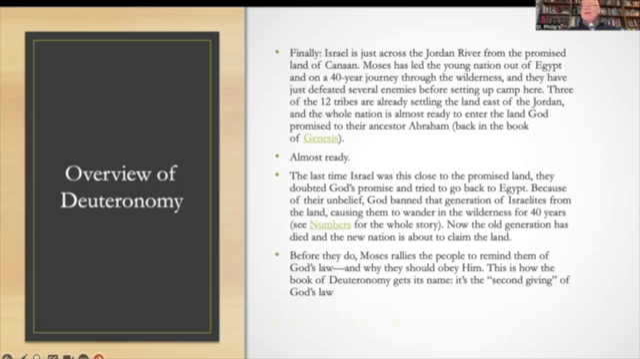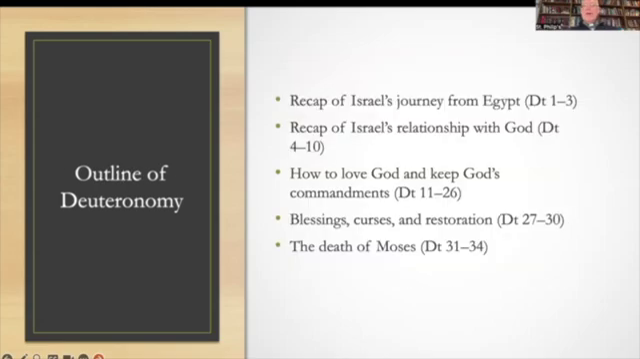Because of their unbelief, God had banned them from ever entering the promised land, causing them to wander for the 40 years. Now the old generation has died, and the new nation is about to claim the land. But Moses rallies them to remind them of God's law and why they should obey him. This is how the book gets its name, the second giving of God's law.